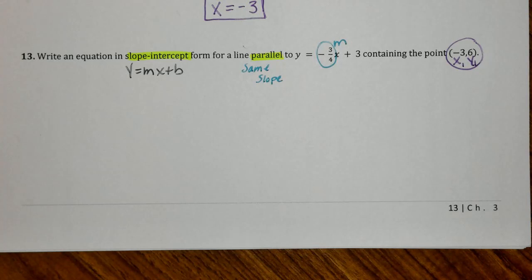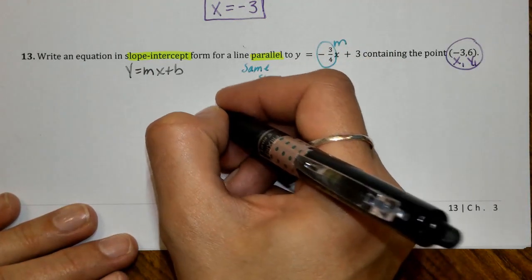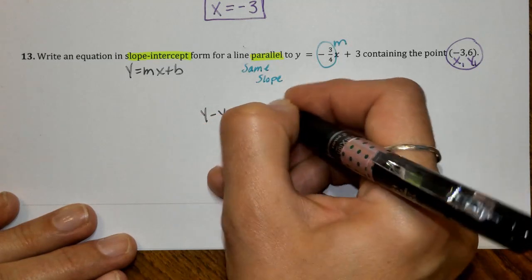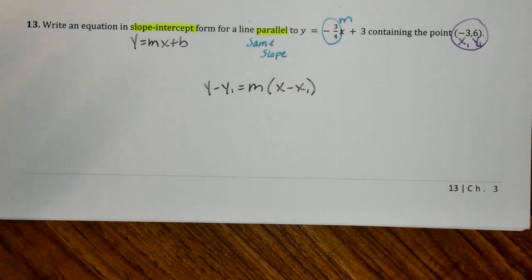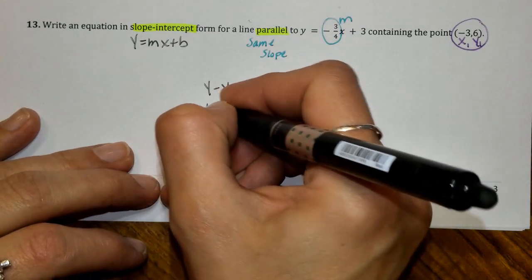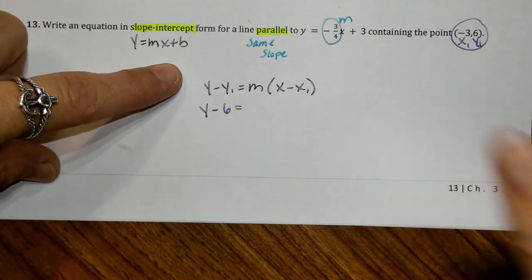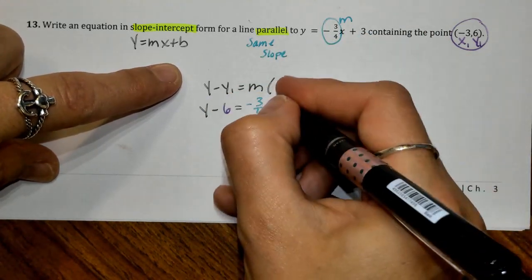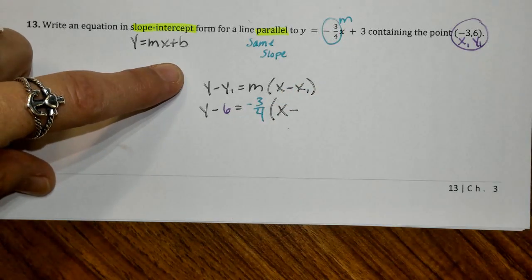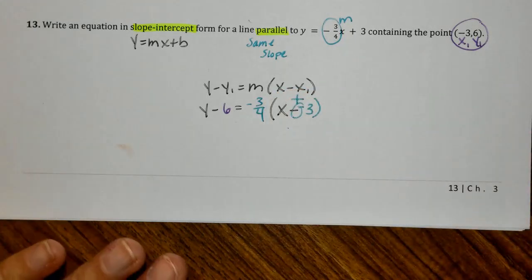I'm going to start, instead of going and finding b, I prefer to start in point-slope form, and then convert to slope-intercept. So I'm going to start off with y minus y1 equals m parentheses x minus x1. This is what I prefer. You do you, okay? I'm going to go ahead and substitute in. I've got y minus y1, which was this positive 6, equal to my slope of parallel, same slope, negative 3/4, parentheses, x minus the x coordinate of negative 3. Okay, remember that this will convert to a plus 3.